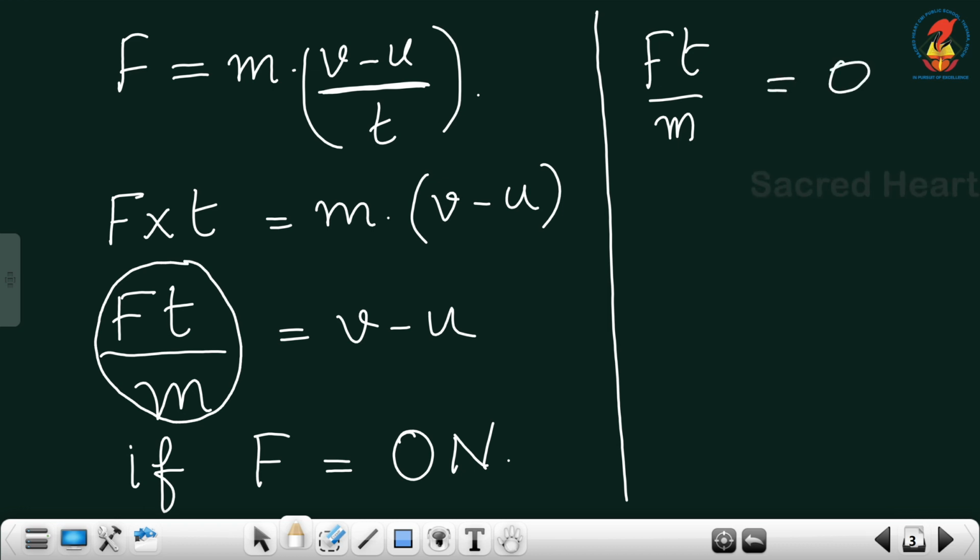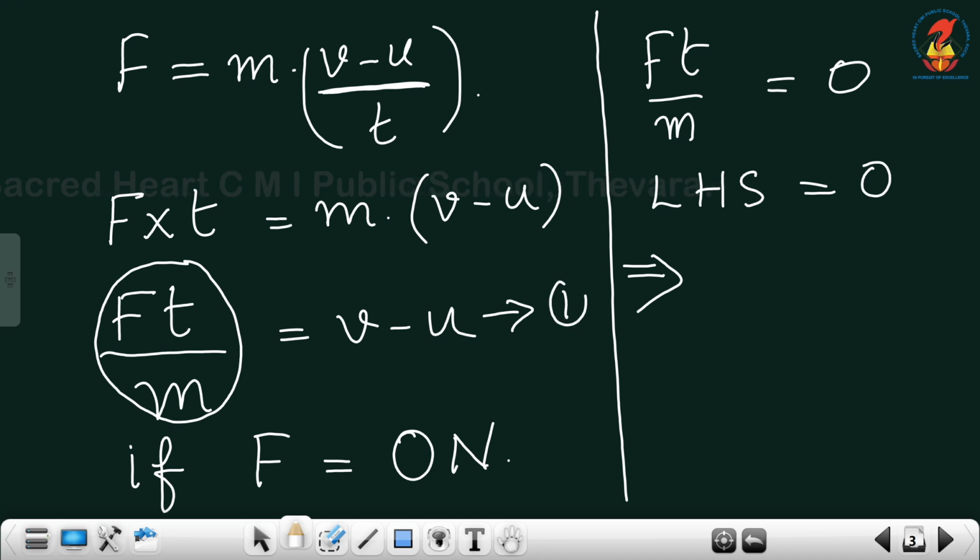Since F is 0, 0 into t by m will become 0. So the LHS part has become 0. So the equation becomes, this is equation number 1 suppose. So equation number 1 becomes: LHS part is 0 since F is equal to 0 Newton. So 0 is equal to v minus u.